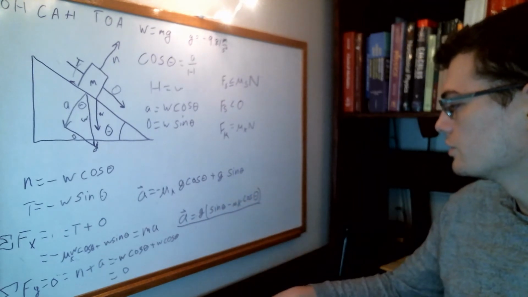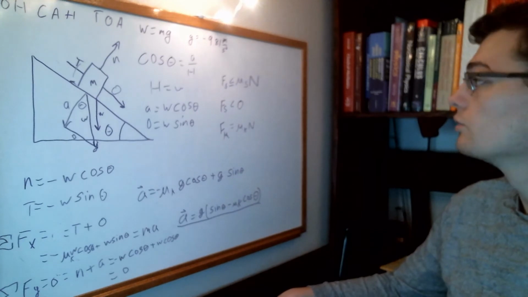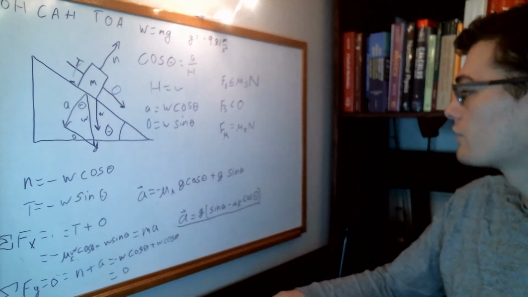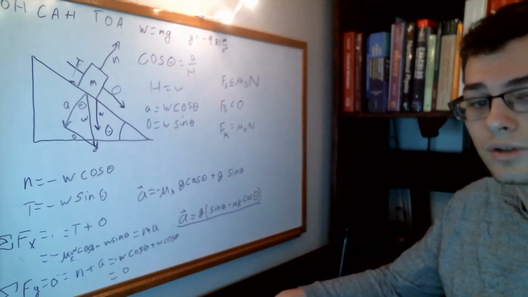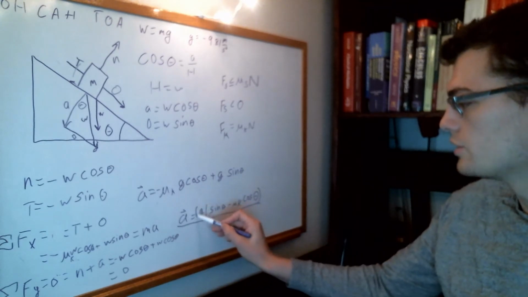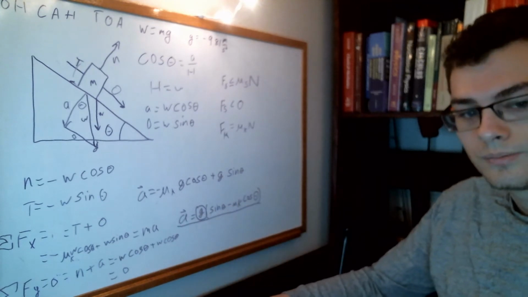We see our units check out because sine of theta is unitless. Mu_k is a ratio between F_k and N, and cosine theta is also unitless. So the only thing that has units in this equation is g.